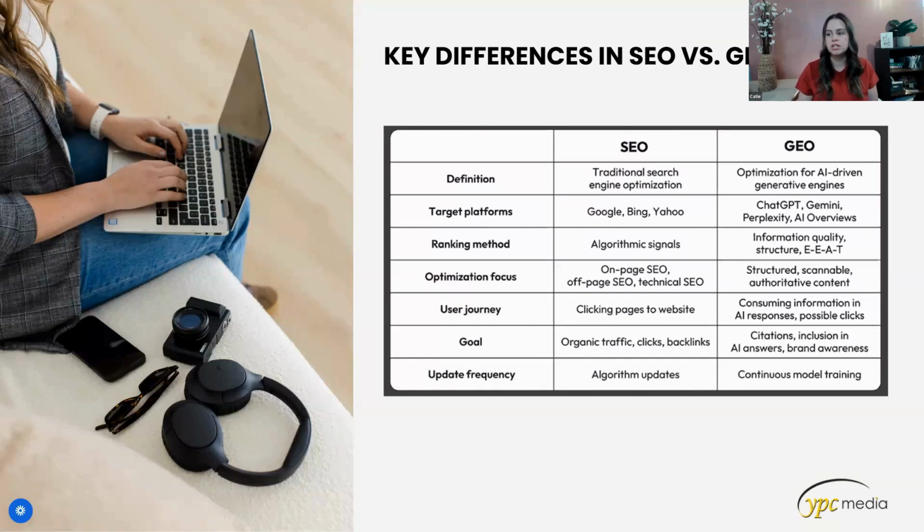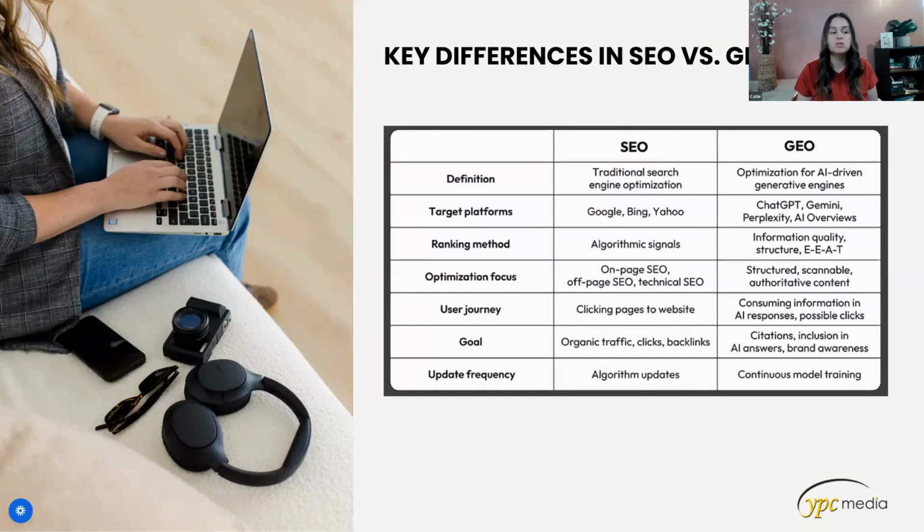Now, the way things have shifted with GEO is that the optimization is for AI. It's no longer directly for the consumer. You see how that differentiates. What we're targeting are the ChatGPTs, the Gemini, Perplexity, AI. And the ranking method is information quality and structure. We've heard that EAT model again in there. It's not based on the algorithm anymore. It's based on more factual information. So the optimization comes from structure and scannable content across any of your published sites online.